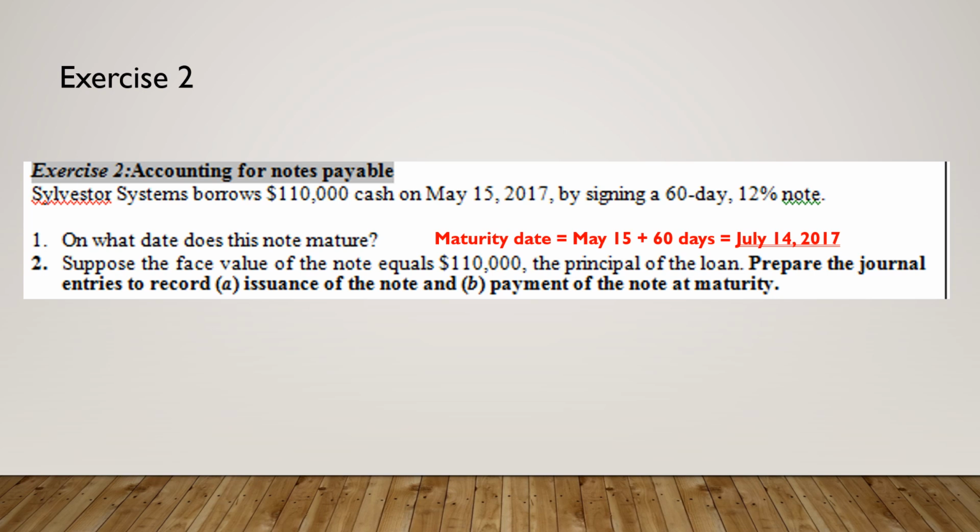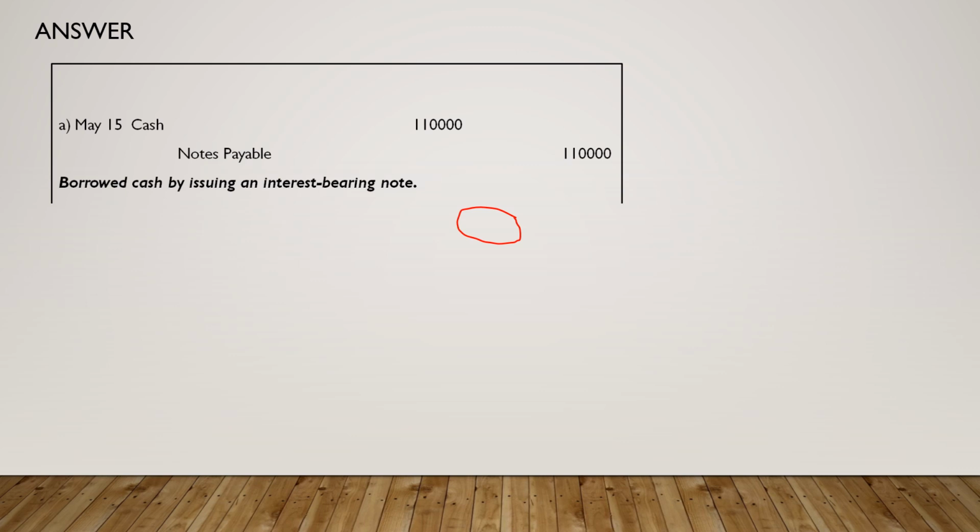Suppose the face value of the note equals $110,000, the principal of the loan. This is the amount of the loan. Prepare the journal entries: A, to record the issuance of the note, and B, to record the payment of the note at maturity. Let's start with the issuance of the note. The first transaction is an entry to record the issuance of the note. So it's going to be debit cash, credit notes payable.